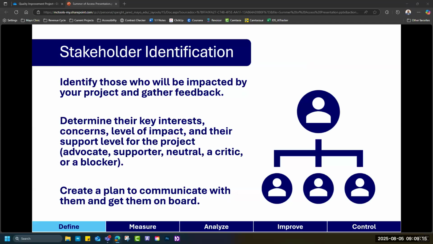So once we had figured out how to tie our project into organizational goals, the next step was to meet with various stakeholders and to identify them. These are individuals and groups who would be impacted by the project and whose support we needed to move it forward. That included our fellow instructional design specialists, SMEs, leaders, and of course, learners themselves. For each group, we had to consider their role, their concerns, their current level of support, whether they would be advocates, supporters, neutral, critics, or even blockers.